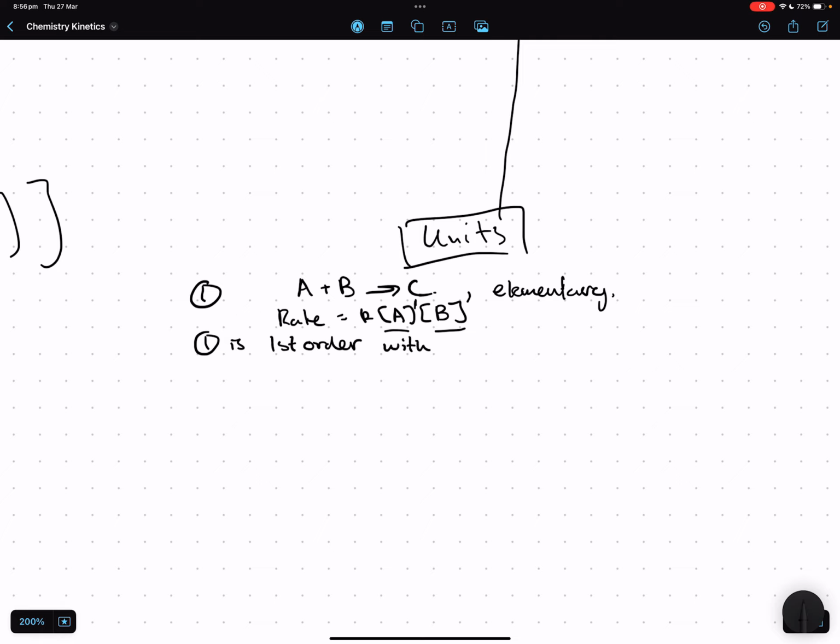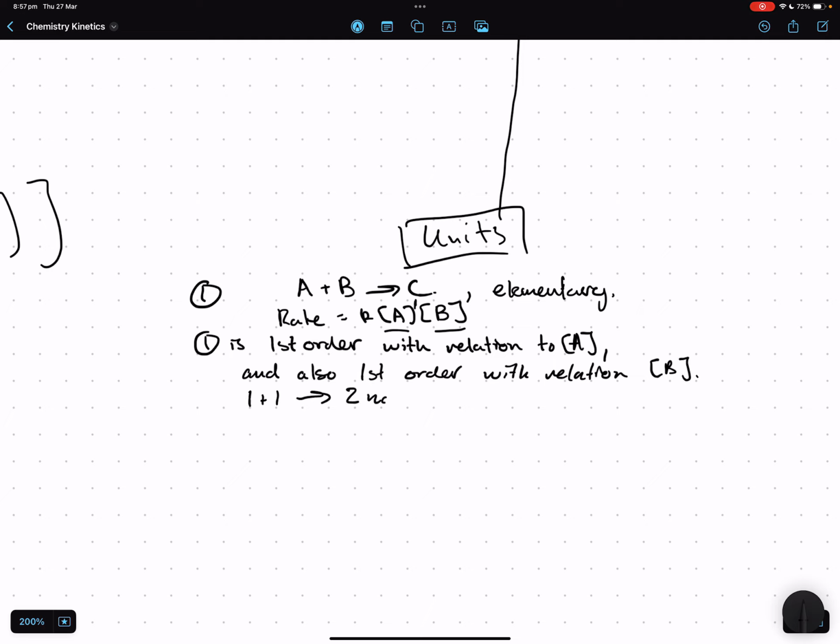So equation 1 is first order with relation to the concentration of A, and also first order with relation to the concentration of B. So we have first plus first turns into second order overall.